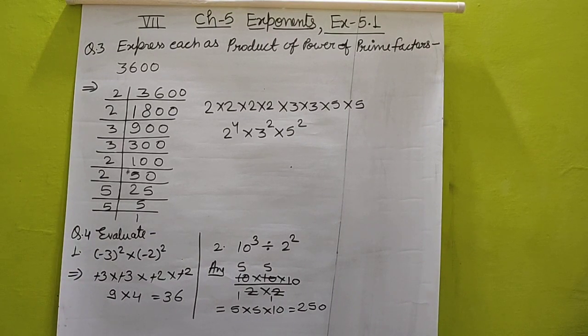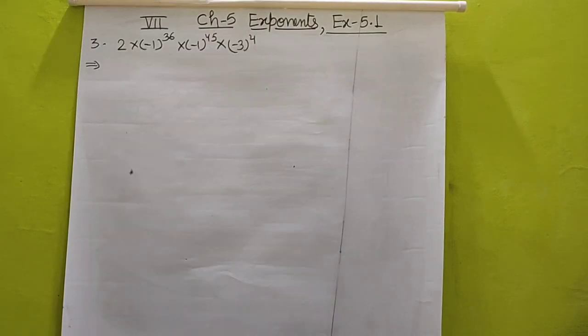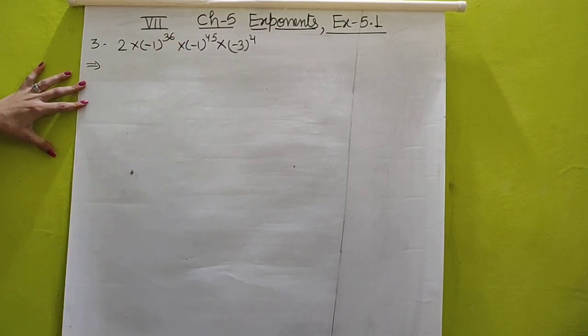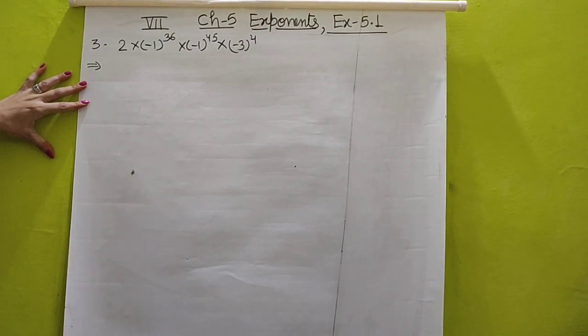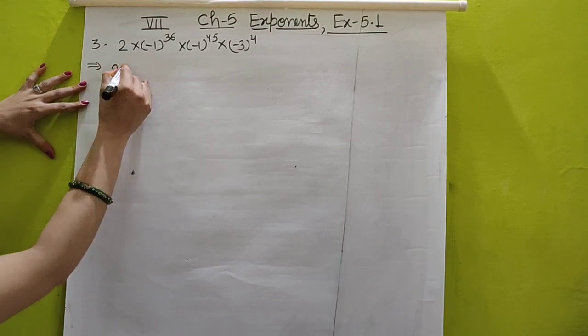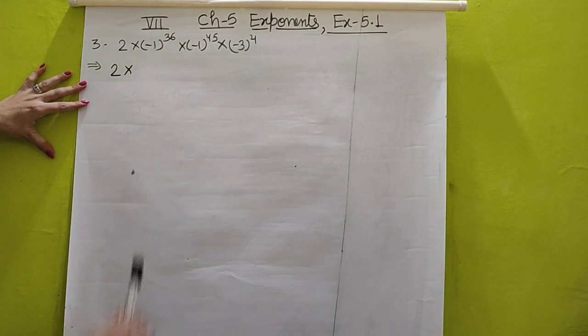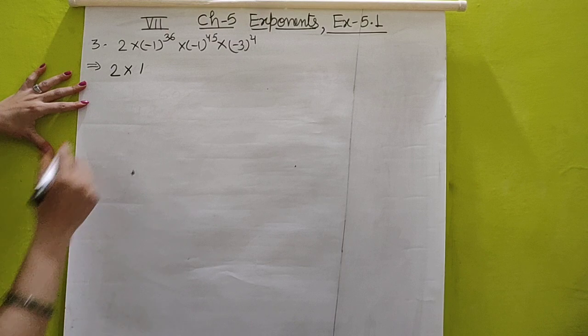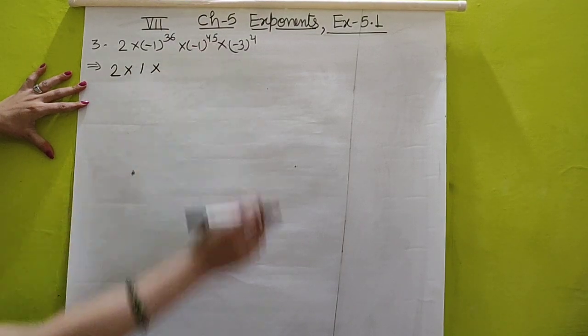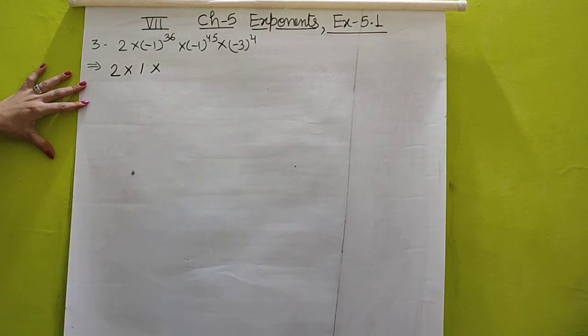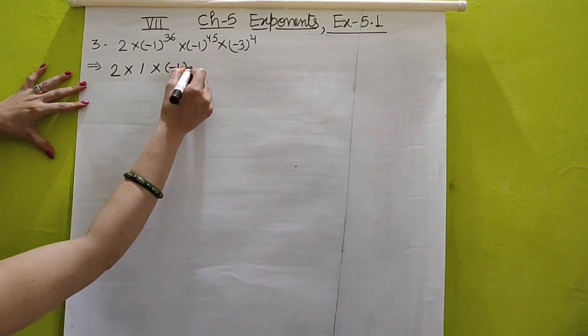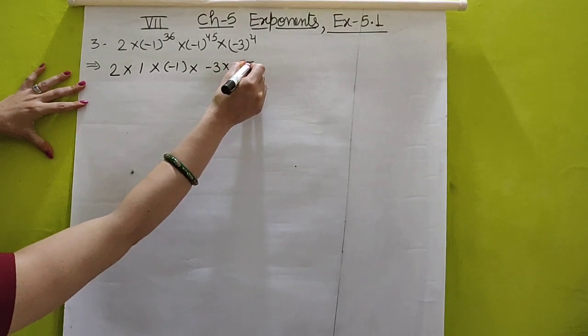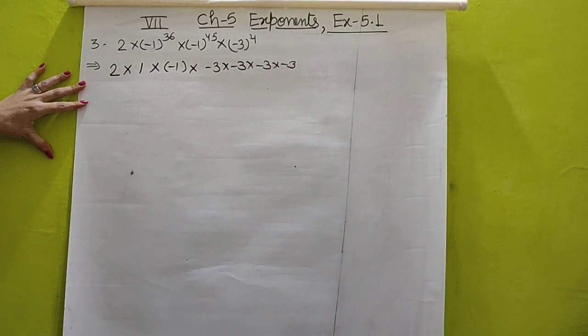Now the next part students, part third of question number 4. 2 multiply minus 1 raised to power 36 multiply minus 1 raised to power 45 multiply minus 3 raised to power 4. First of all, I will write 2, then multiply minus 1 power 36. As I told, if minus 1 has an even power, it will be only 1. Then next multiply minus 1 power 45. When minus 1 has an odd power, it will be minus 1. Then students, minus 3 multiply minus 3 multiply minus 3 and multiply minus 3.